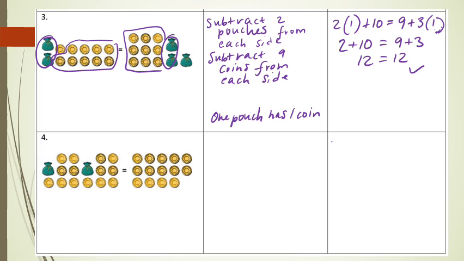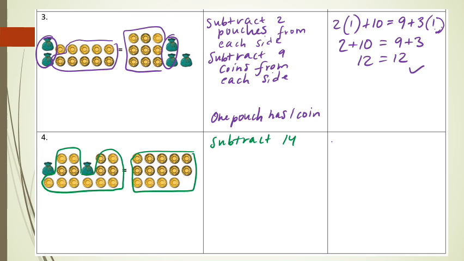Lastly, let's look at number 4. So I can see I've got 2 pouches plus 14 coins and 14 coins on the other side. So if I take away 14 coins and take away 14 coins from the other side, I'm left with 2 pouches equals 0. So I'm going to write this down real fast. Subtract 14 coins from each side.